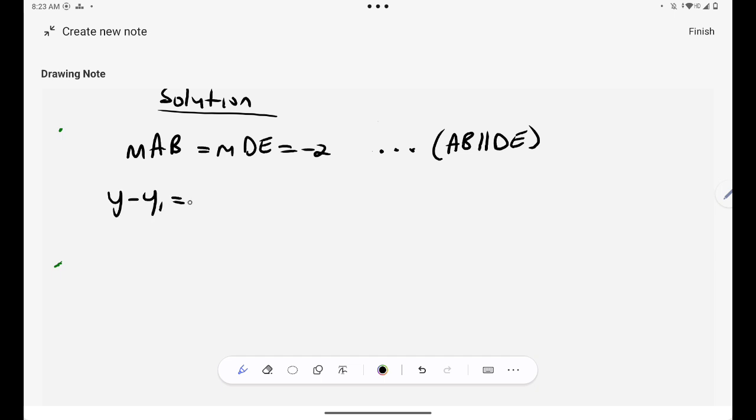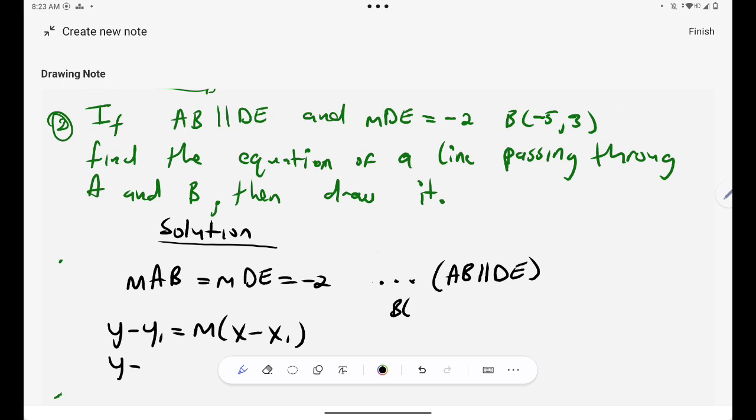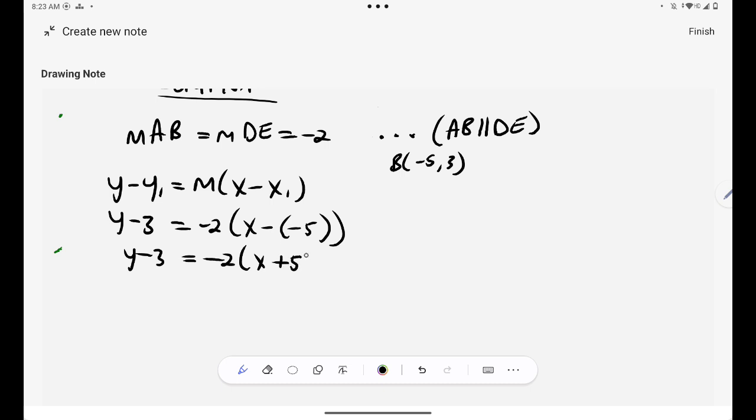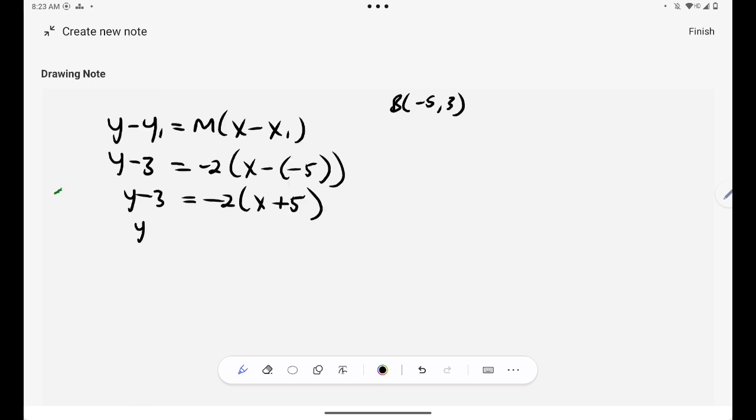y - y1 = m(x - x1). We are given the point of B, right? The point of B is negative 5 and 3. Okay, so y1 is 3. I have negative 2 times (x minus negative 5). y - 3 = -2(x + 5). Then y - 3 = -2x - 10. y = -2x - 7.